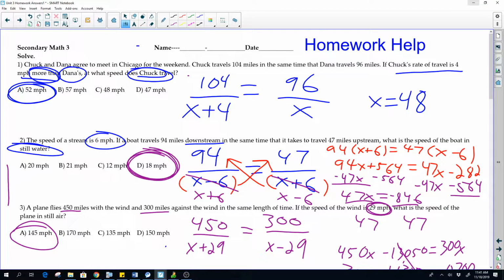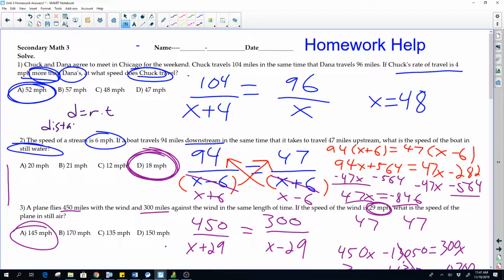Excellent. So we got number 1, 2, and 3 up here to help you if you were absent. So basically, you want to put the person's miles, how far they travel, the distance, on top. First of all, we're going to say that distance d is equal to rate times time, right? Let's write that out.